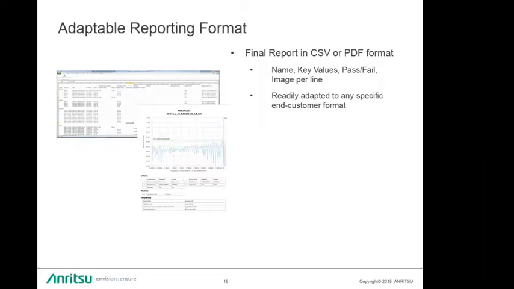And the reporting format can either be in a CSV, a PDF format, or you can simply download all the traces. And the CSV format gives the trace name, key values, pass-fail, and an image, one per line, and you can readily adapt this to any specific end customer format, okay? So there's a lot of flexibility there, and the cool thing is you didn't have to spend man-months creating this thing.